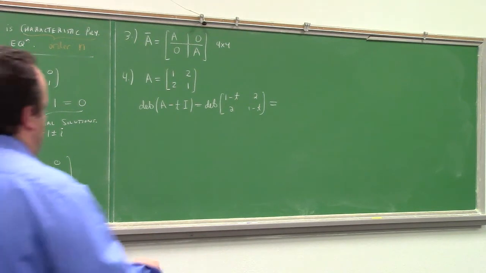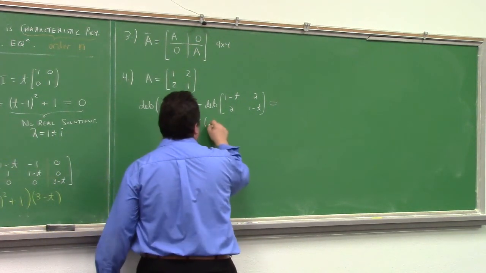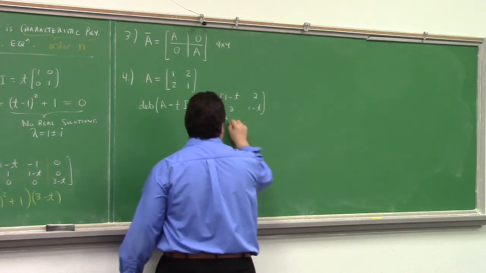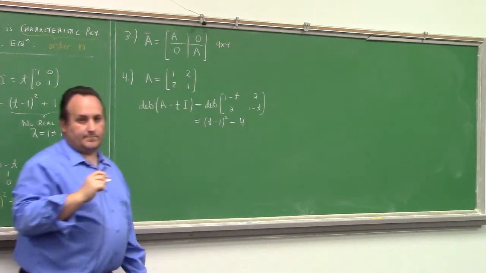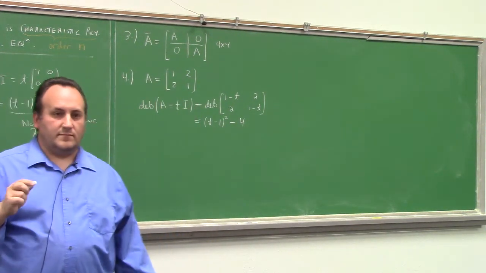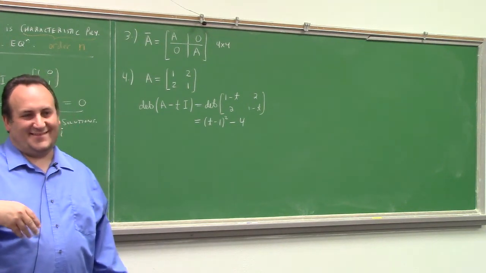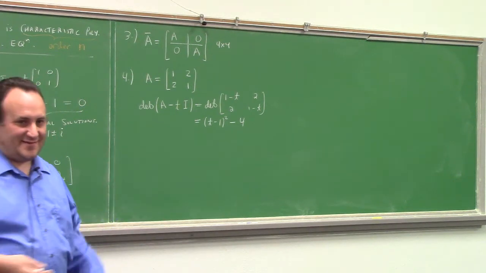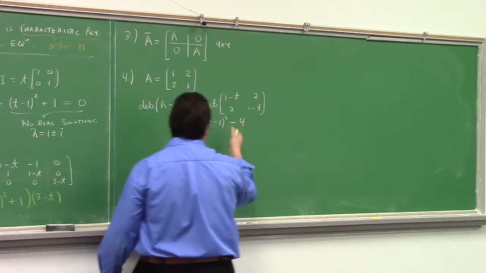We've got t minus 1 squared minus 4. Do you like how I always flip the... It's just bookkeeping, I just like to have the t first, but it's squared, so the minus gets eaten. 1 minus t squared is t minus 1 squared.